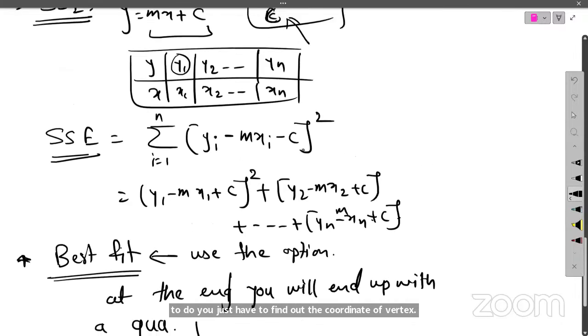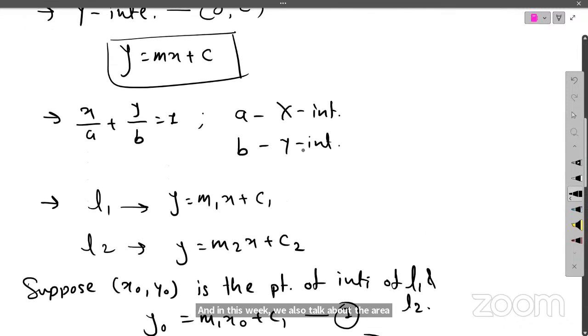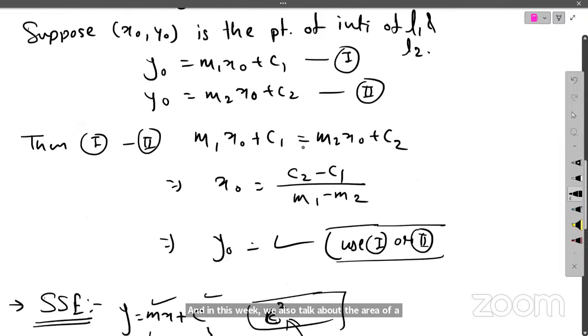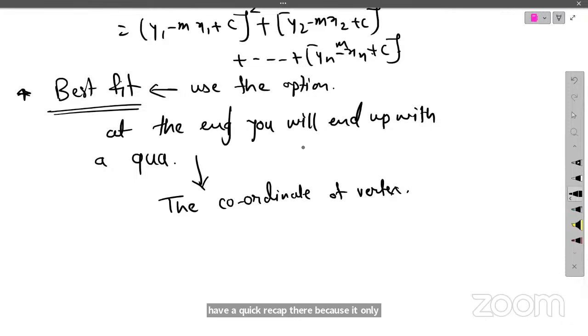And this week, we also talk about the area of a triangle. So those things, I think you guys can just have a quick recap there, because it only involves formulas. There is nothing conceptual, I guess.